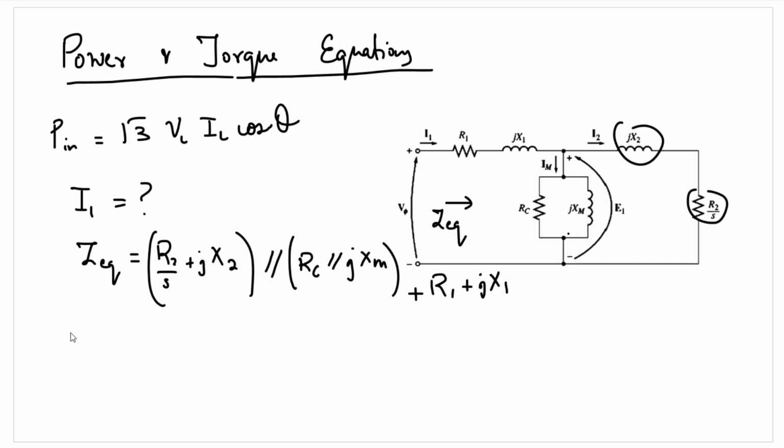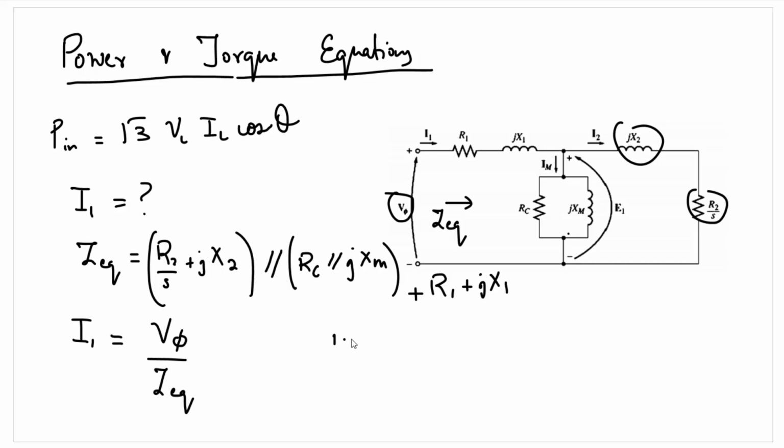Now we know simply that I1 will be V phase, that's the applied voltage to this equivalent circuit, divided by Z equivalent. So once we have calculated the equivalent impedance of the circuit, using this simple equation I equals V by Z, we can calculate the value of I1, that's the current flowing through the stator windings of the induction motor.